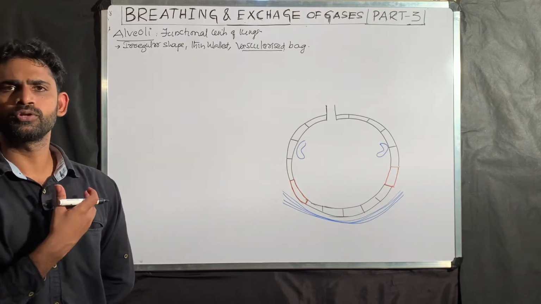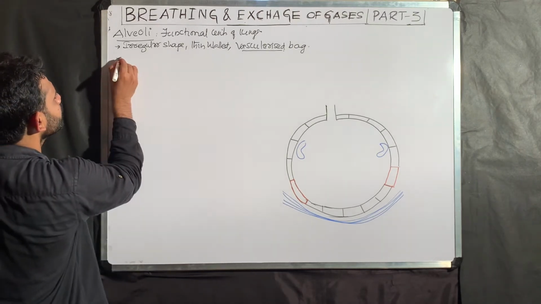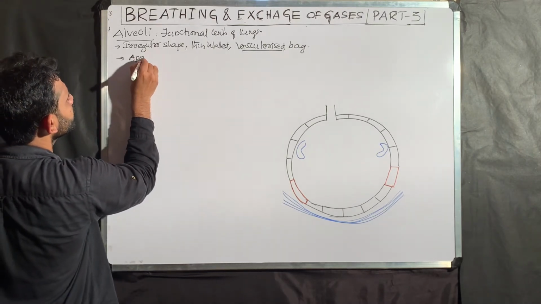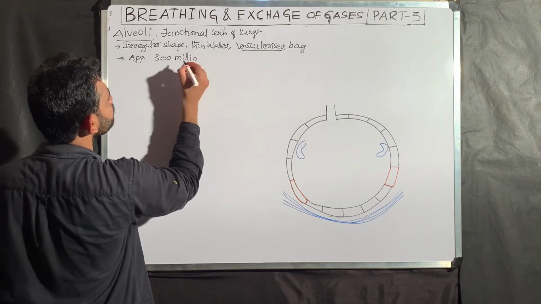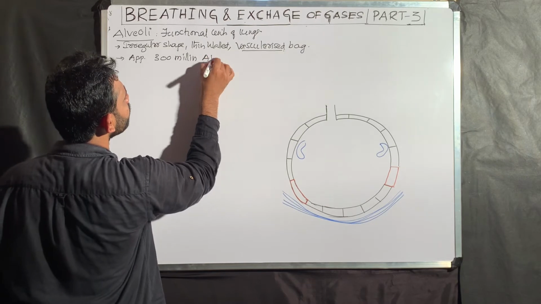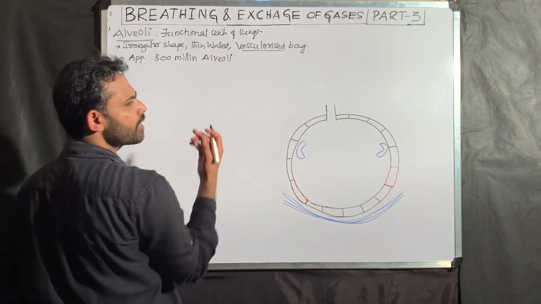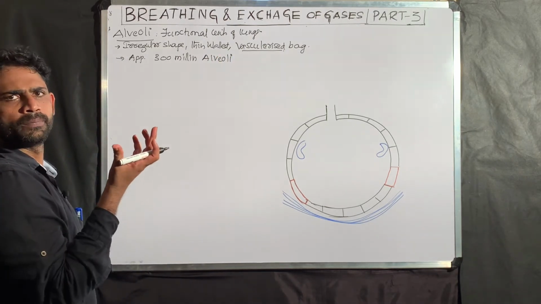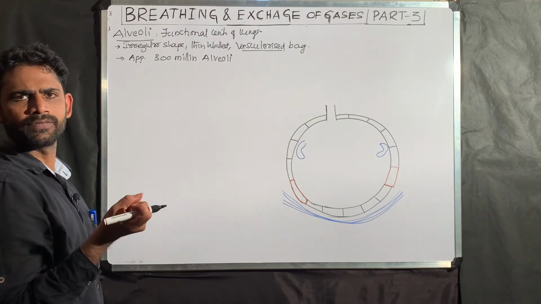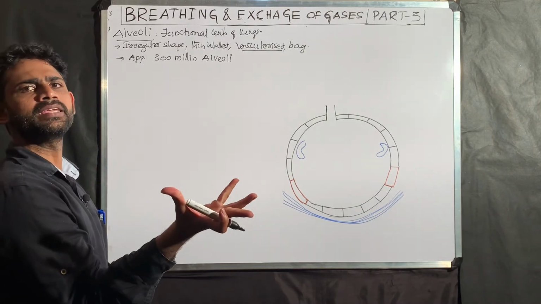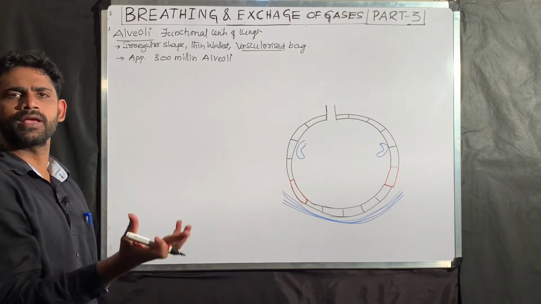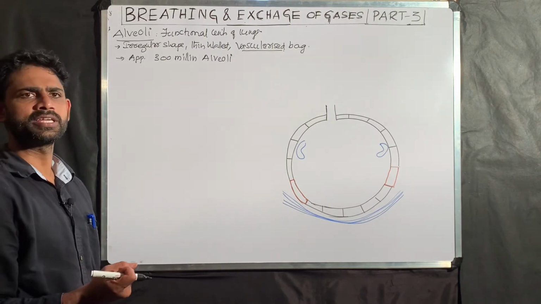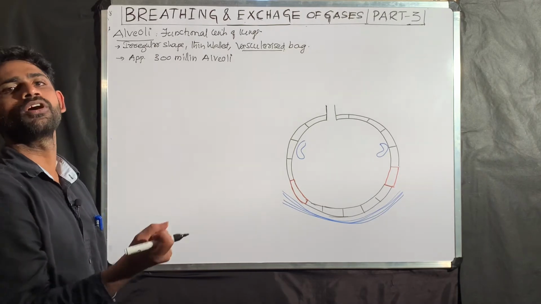The total human lungs contain approximately 300 million alveoli. 300 million alveoli. You can understand how much the surface area is greatly increased because of the bronchial tree. Because of the increase in the surface area, that results in an increased rate of diffusion of the gases.